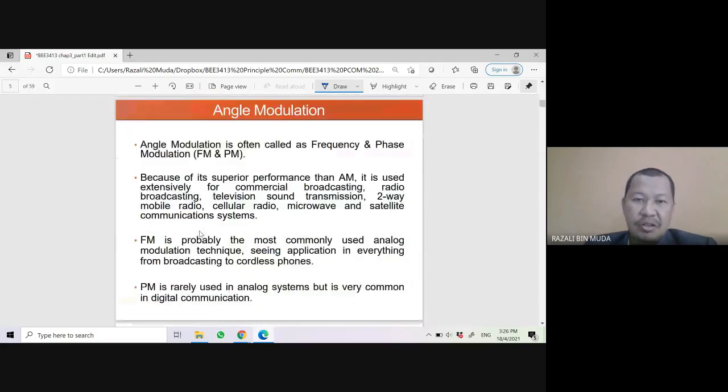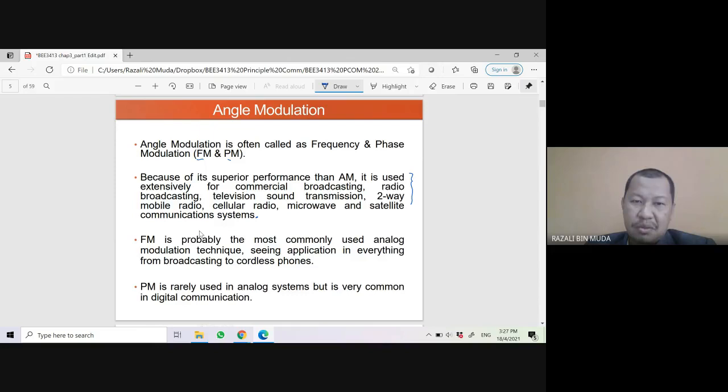Angle modulation is often called frequency and phase modulation, FM and PM, because of its superior performance compared to amplitude modulation. It is used extensively for commercial broadcasting, radio broadcasting, television sound transmission, two-way mobile radio, cellular radio, microwave, and satellite communication systems. So these are examples of application for angle modulation.